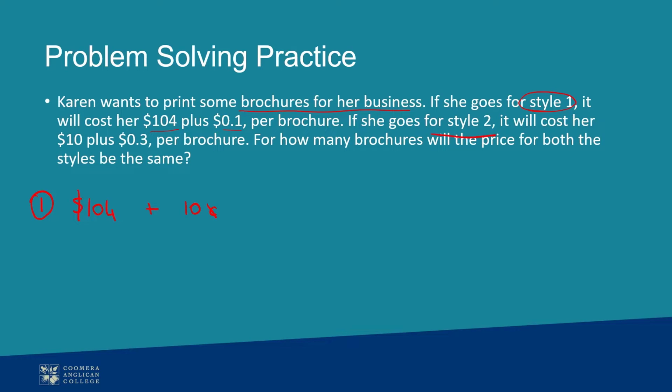If she goes with style 2, it's going to cost her $10 plus 30 cents per brochure. So for number 2, she doesn't have as large an outlay cost, but her price per unit is much higher. So it's 30 cents per brochure. How many brochures will the price for both styles be the same? So at what point will she pay the same amount of money if she orders a certain number of brochures? See how you go working that out.